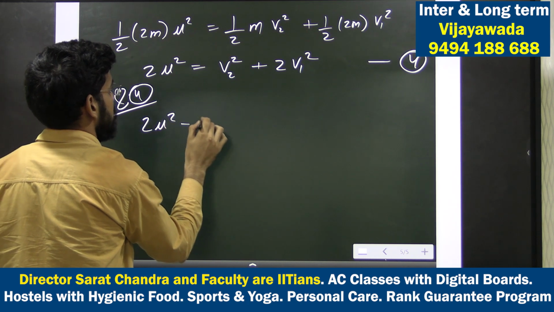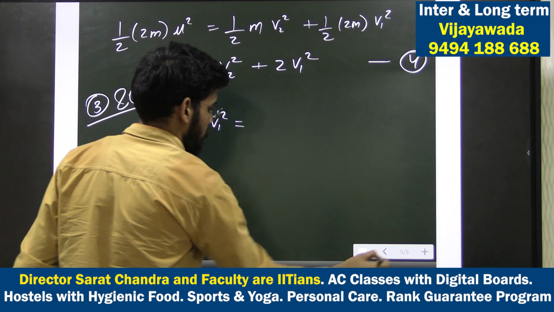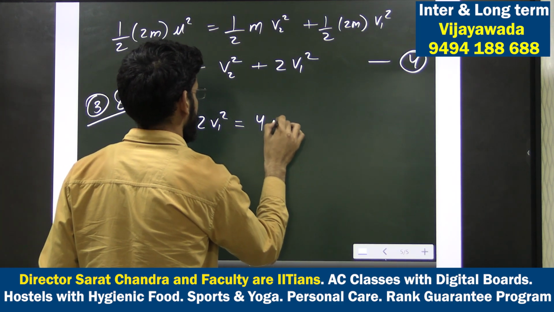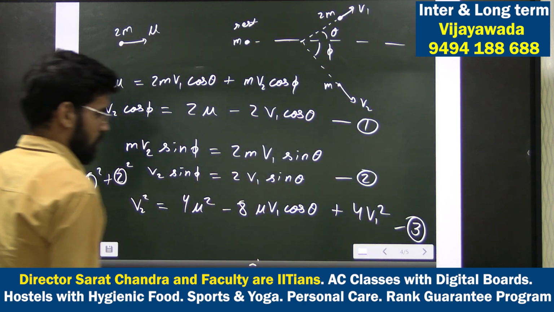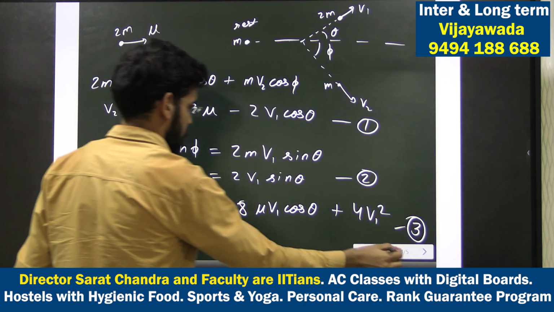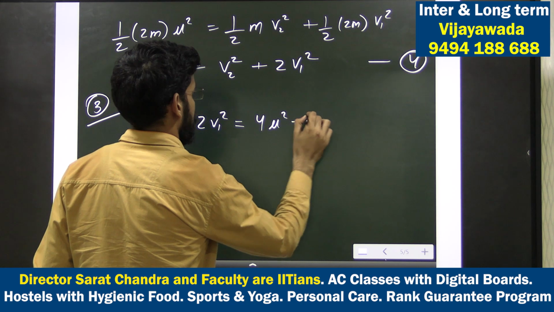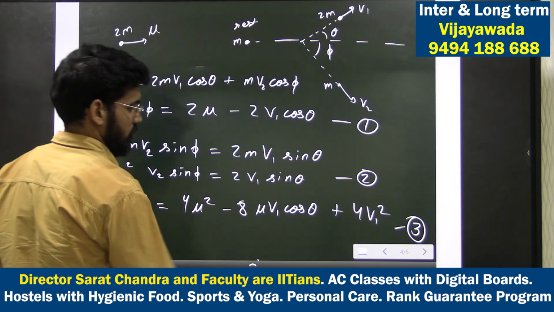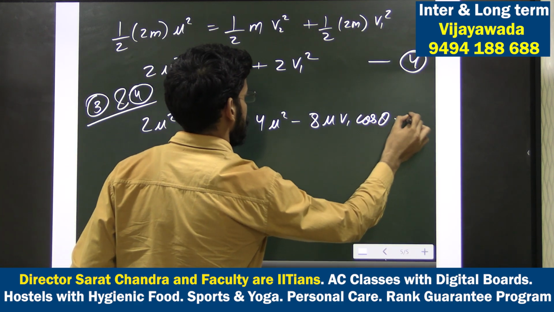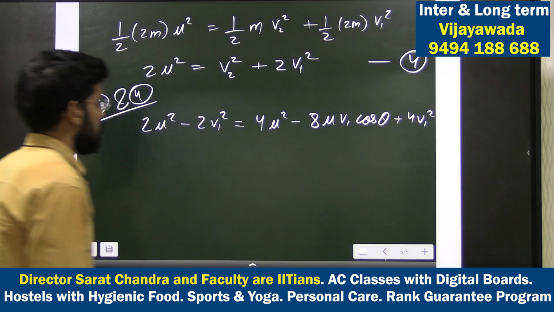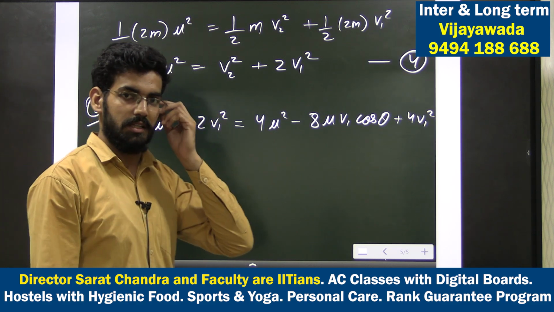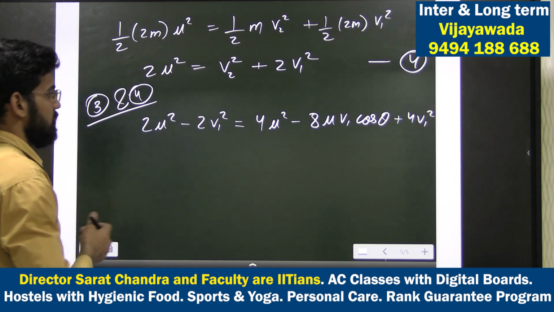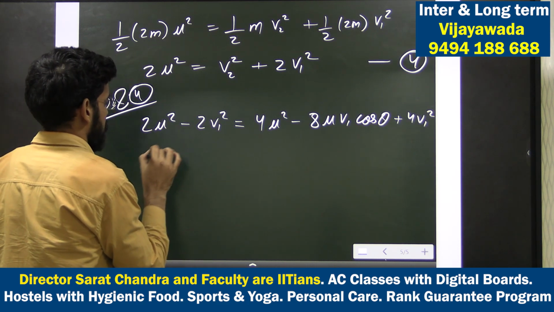So v2 value from here, what you will write down? 2u square minus 2v1 square. And v2 value from here, what you will write down? 4u square minus 8u v1 cos theta plus 4v1 square. Okay, because v1 was at multiple places, that's why I didn't eliminate v1, I eliminated the v2. Everything I have a reason, proper explanation, don't worry, whatever I am doing.